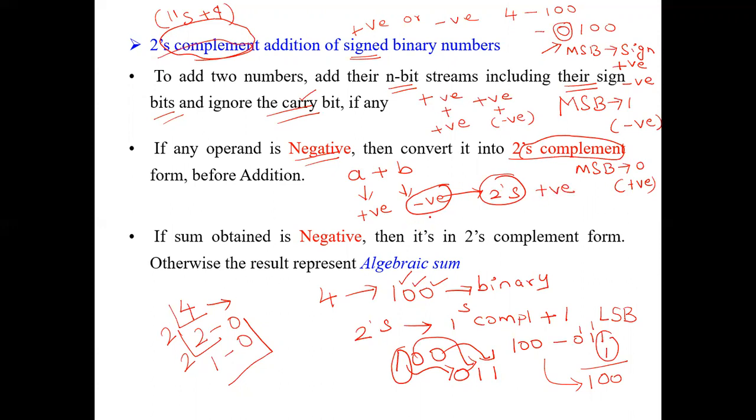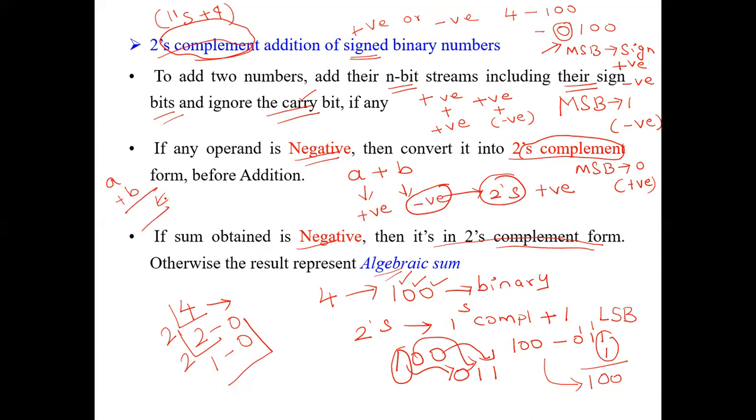I will explain two examples. Just before that, remember the rules. If any of the operands is negative, then convert it into a 2's complement before addition. And if the sum obtained is negative, then again it will be converted into a 2's complement. Otherwise, the result will be the algebraic sum. If you add two numbers, the result will be the algebraic sum only.